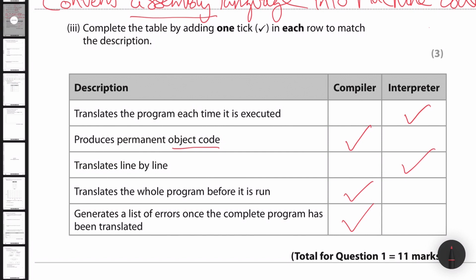Okay, and for this one, each row can only have 1 correct answer. You can't say that they're both. 1 mark is awarded for 2 correct rows, 2 marks awarded for 4 correct rows, and 3 marks awarded for all 5 correct rows. 1, 2, 3, 4, 5. Okay, and that will get you 11 marks for part 1.